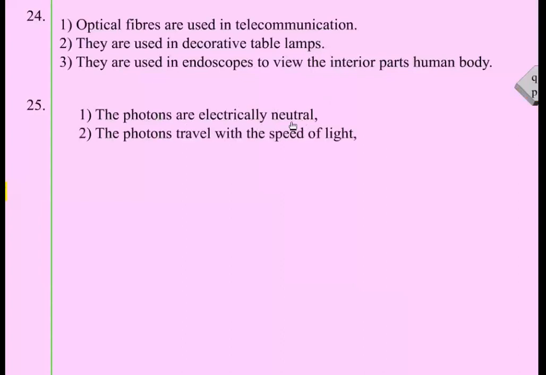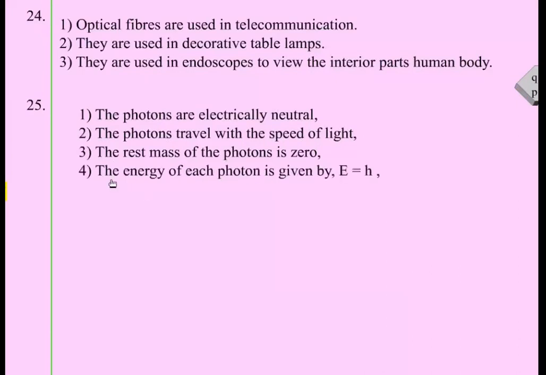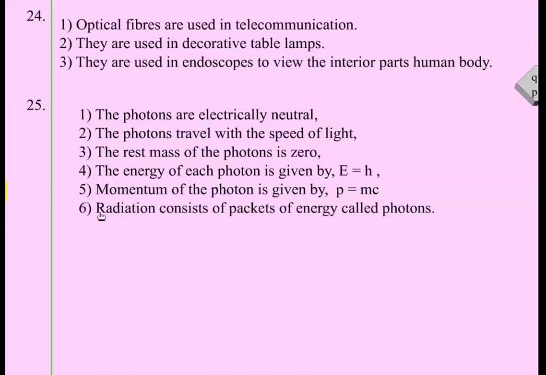Photons are electrically neutral. Photons travel with the speed of light. The rest mass of photons is 0. The energy of each photon is given by E is equal to h nu, where nu is the frequency. Momentum of the photon is given by p is equal to mc.